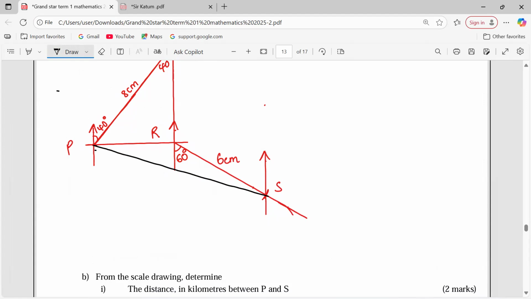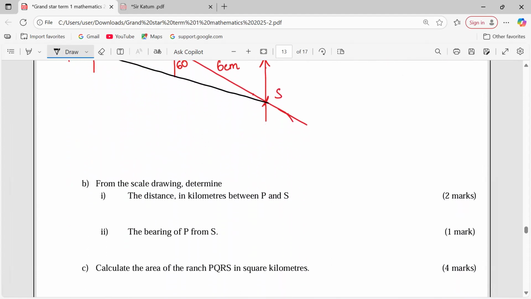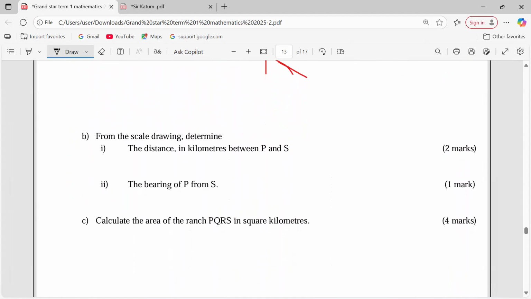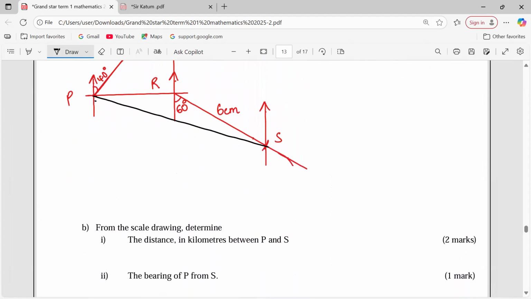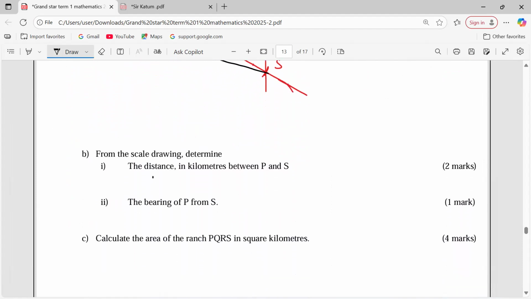Boys and girls, let's know that scale drawing is a very simple and very encouraging area. From this, we can find a few bearings and distances. We are told from the scale drawing, determine the distance in kilometers between P and S. So from P and S, you transfer that distance to your ruler and you shall discover that it is 10.8 centimeters. So 10.8 centimeters should be multiplied by 2 to give us the distance in kilometers, which is 21.6 kilometers.